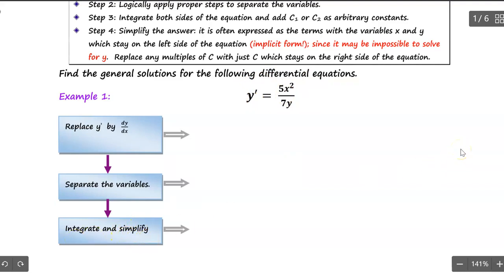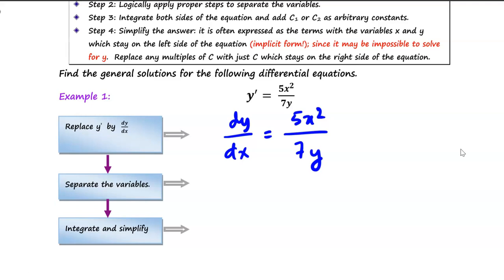Okay, so for this part, the first thing I'm going to do is write this as dy over dx equal to 5x squared over 7y. So take a look at this ratio: you have dy over dx equals 5x squared over 7y. Separation of variables means you want the term with y to go with the dy, and the term with x to go with the dx.